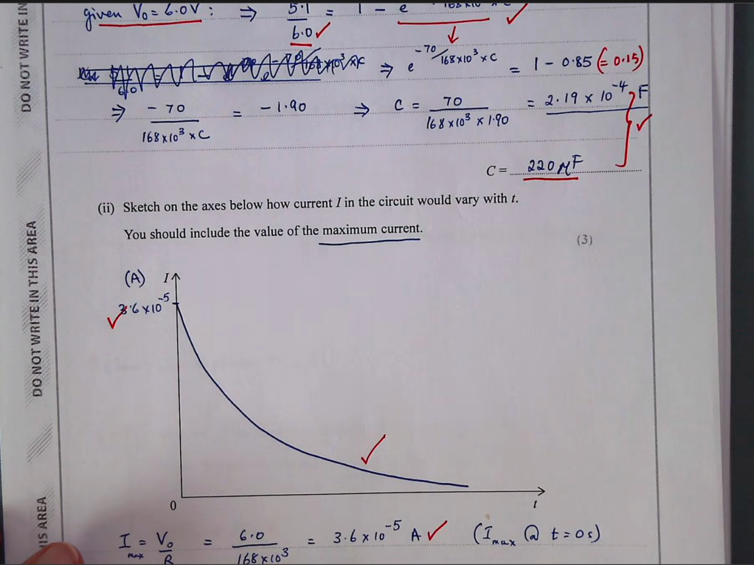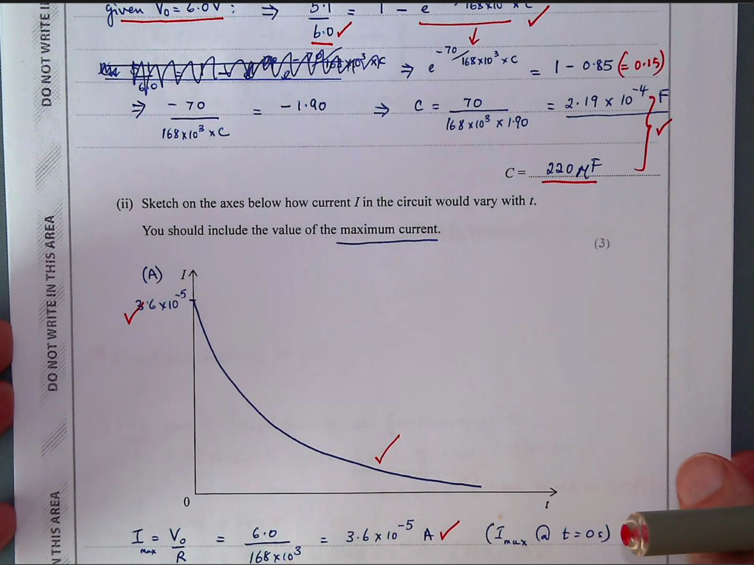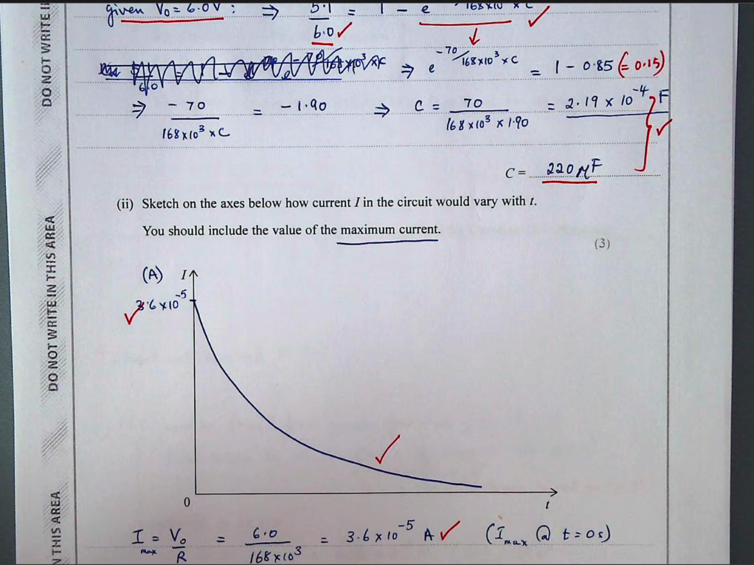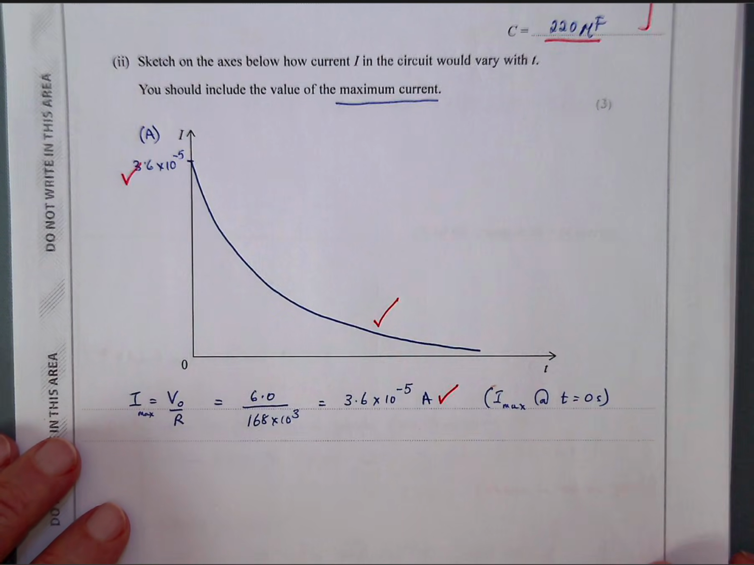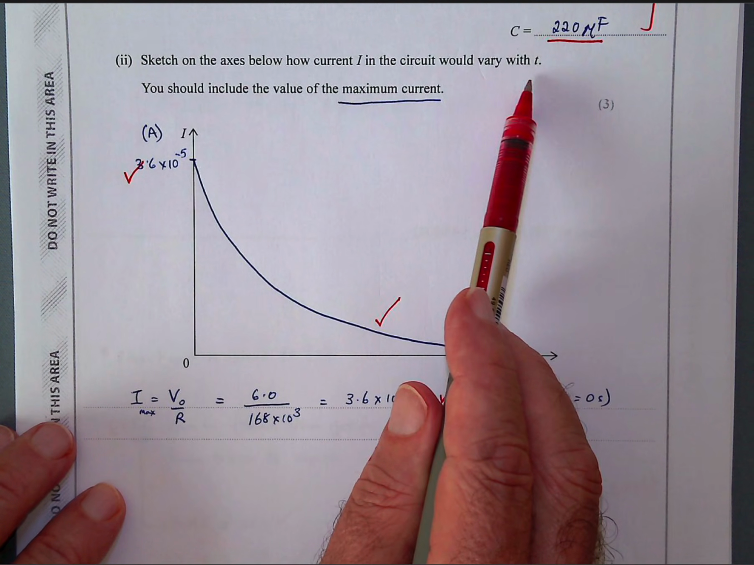Because I don't think they should be asking for the calculation of a charging of a circuit with the equation, because it's not in your equation sheet. But if you remember it and you know it, you can use the method I've shown for the first way of doing it. Then it wants you to sketch on the axes below how current in the circuit would vary.